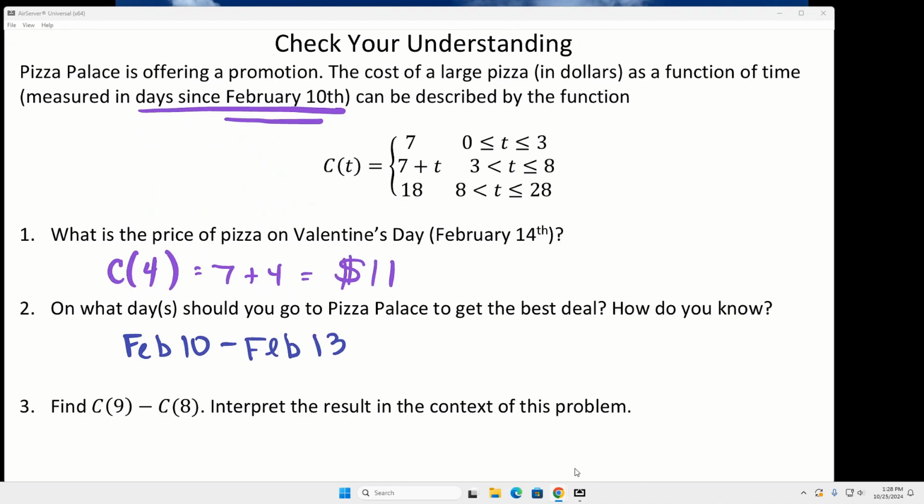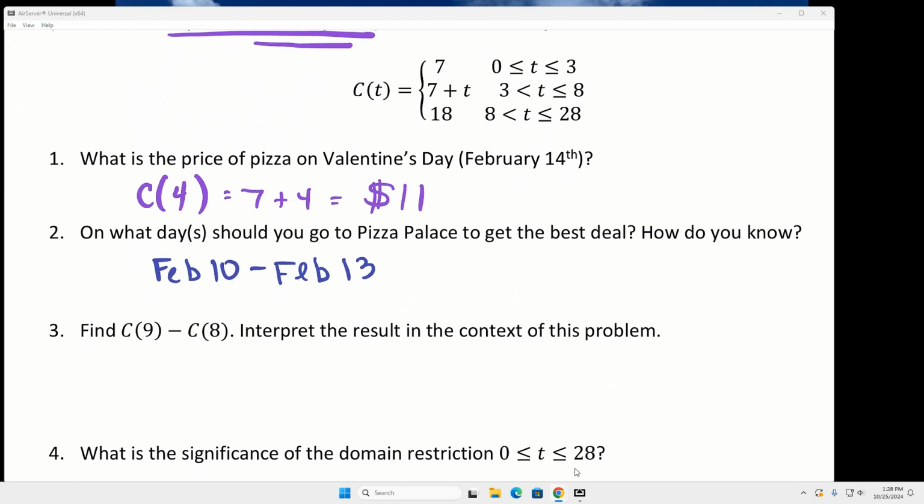All right, and then number 3 asks us to find C of 9 and C of 8 and then subtract those. So first we're going to plug 9 in for T, just for one piece. Which piece? Bottom piece, right? Is that what you said?